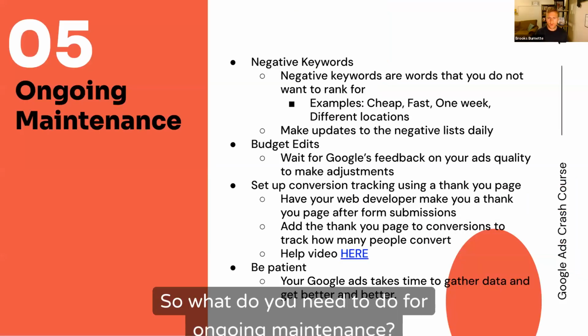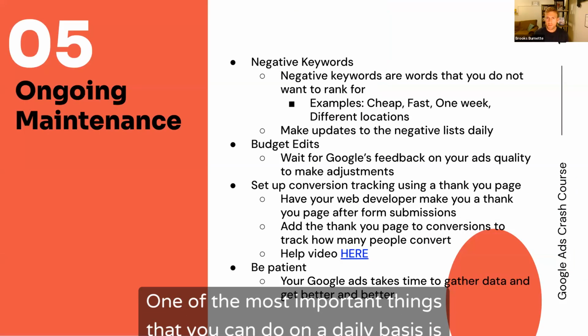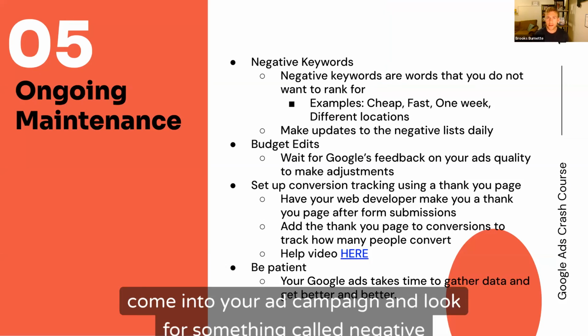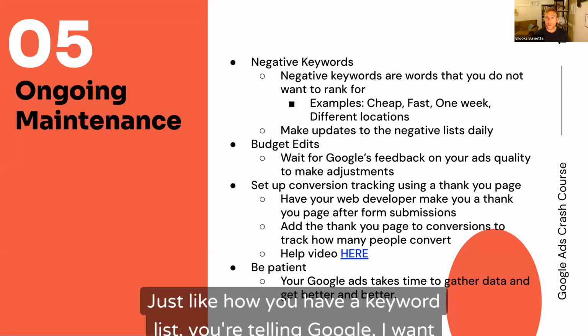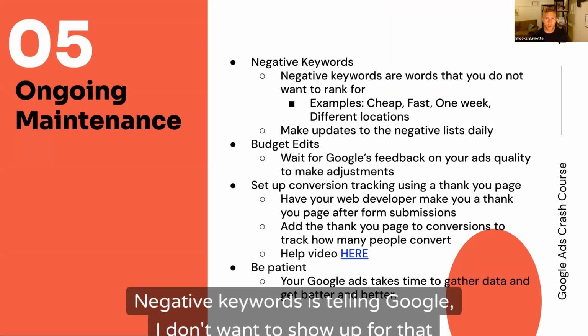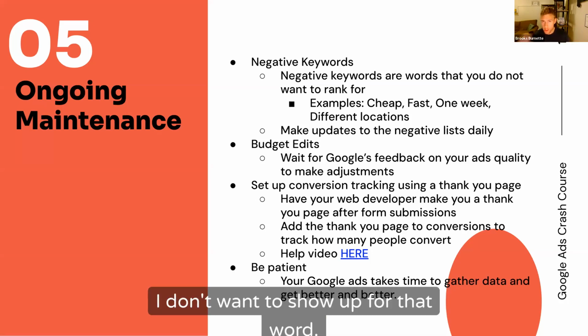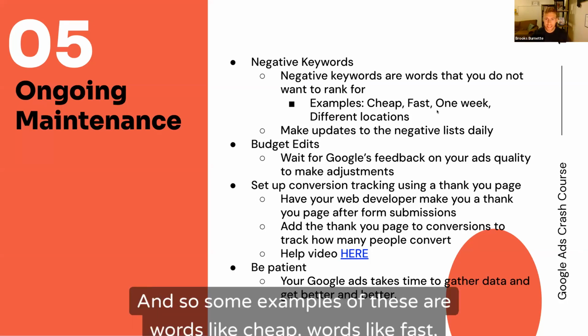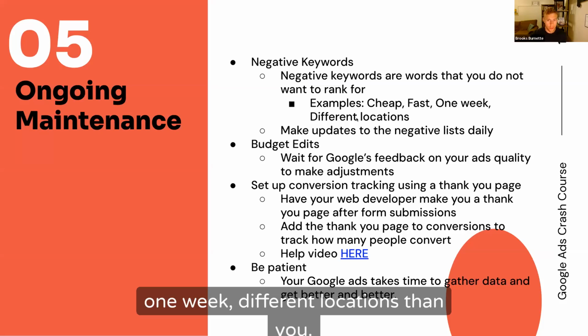So what do you need to do for ongoing maintenance? One of the most important things that you can do on a daily basis is come into your ad campaign and look for something called negative keywords. Just like how you have a keyword list, you're telling Google, I want to show up for this word, I want to show up for that word. Negative keywords is telling Google, I don't want to show up for that word. Some examples of these are words like cheap, words like fast, 1 week, different locations than you.